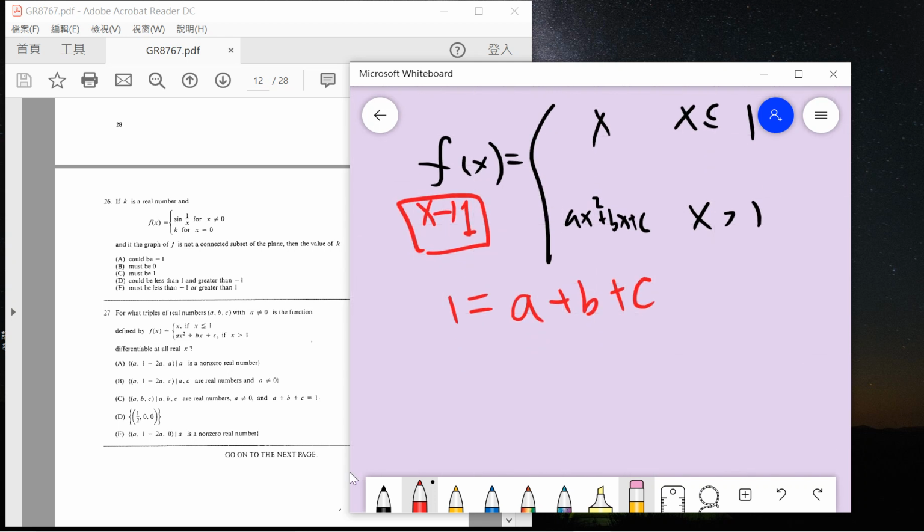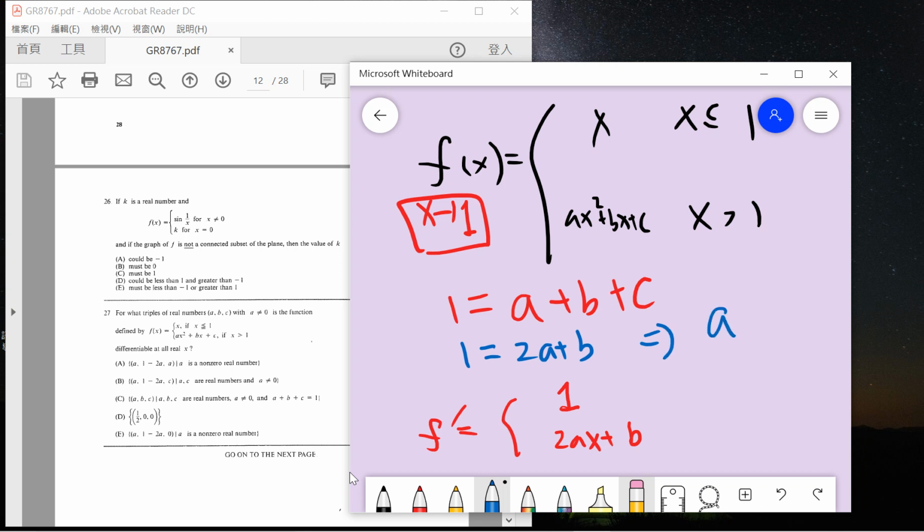And the second is the derivative must match also. Not continuous, but it must fit left hand side and right hand side. So the derivative for x smaller than 1 is 1, and on the other side it is 2ax plus b. These two must be the same when x equals 1, so 2a plus b equals 1. So we can solve these two equations.